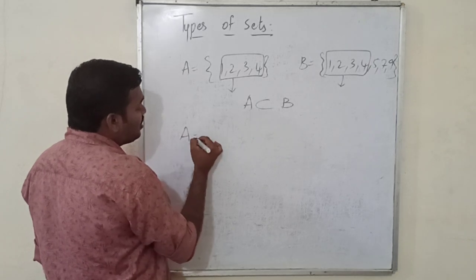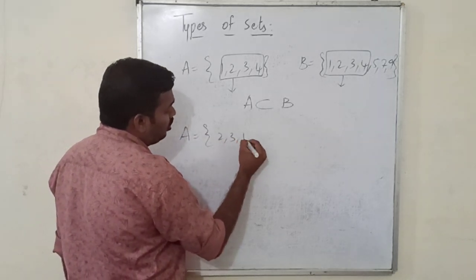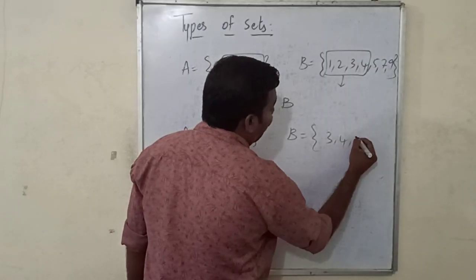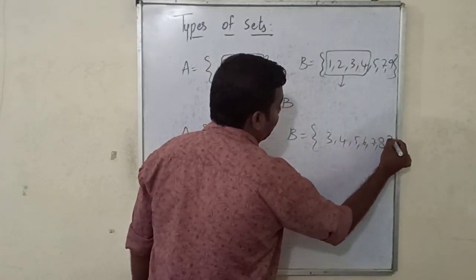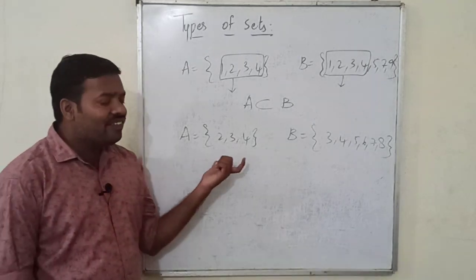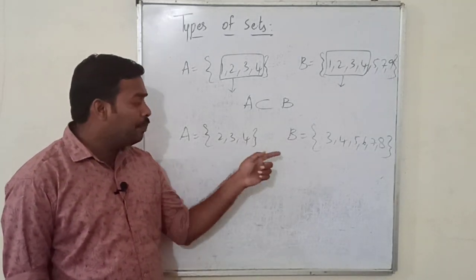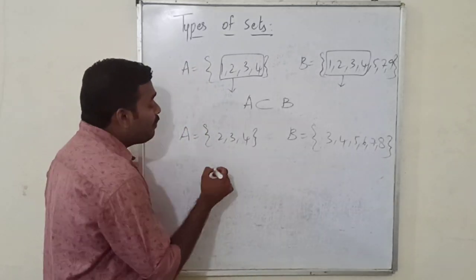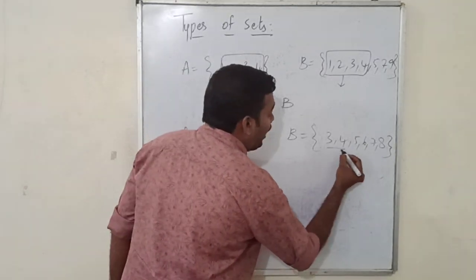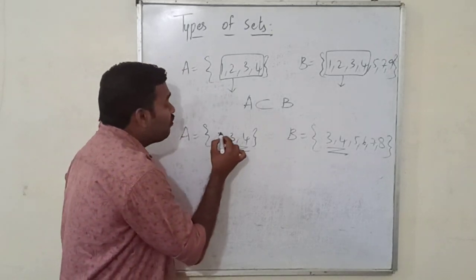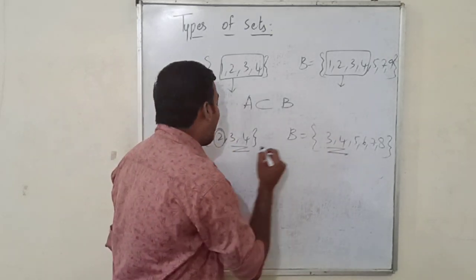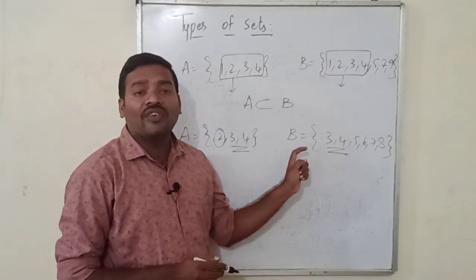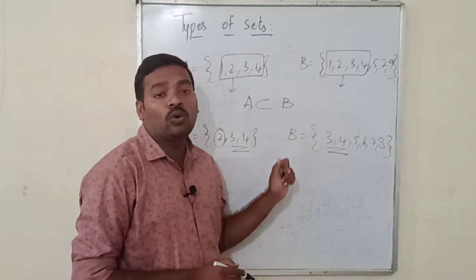If A is 2, 3, 4 and B is 3, 4, 5, 6, 7, 8. Now here we have elements of A, 3 and 4, in B, but we don't have 2 in B. We have 2 in A, but there is no 2 in B. So we can't say A is a subset of B.